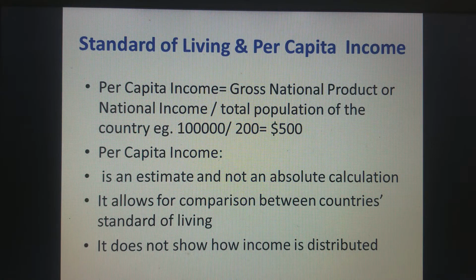Three or four or five persons could be billionaires, and the other, let us say, 95,000 persons are working below the minimum wage. But because the three or four or five persons' income is so large, it will make it seem that the country is doing well because the per capita income is high.